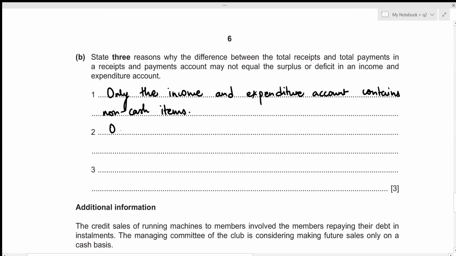Only the receipts and payments account contains capital items.